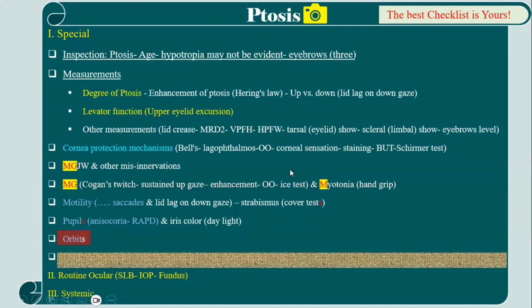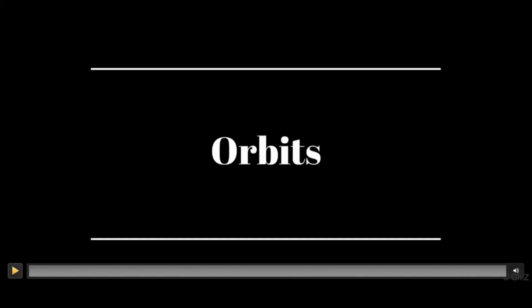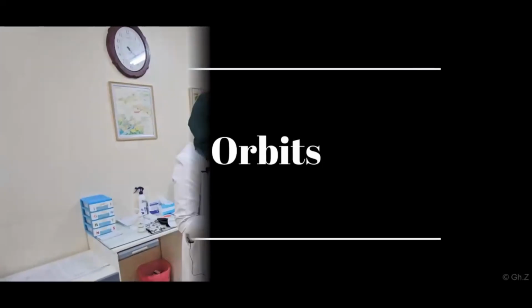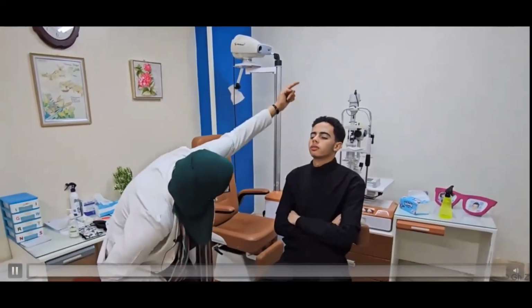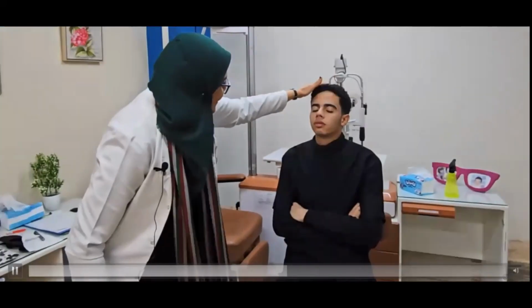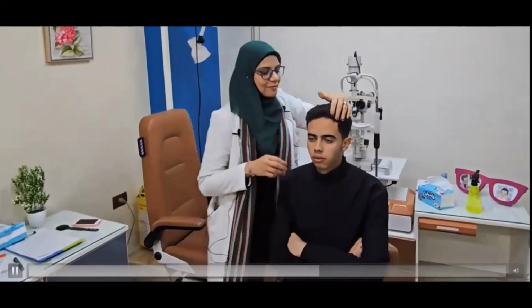The next one is about orbits, and we already covered orbits in four classes. Here in this clip, I'm just showing you the inspection part, like worm's eye view and Nefziger view. By the way, Nefziger is the name of the scientist, right? How about worm's view? What's the meaning of worm's view? Is Worm a scientist?